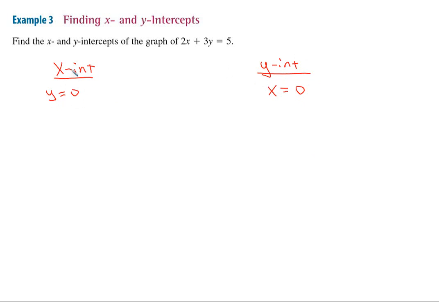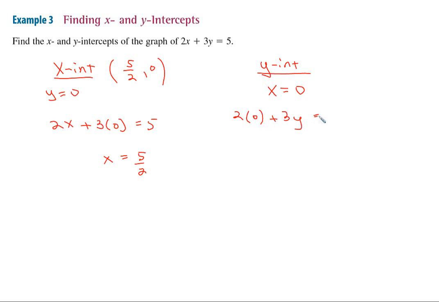Okay? So over here, to find the x-intercept, we make y equal to 0. So let's just plug that in. Plus 3 times 0 is equal to 5. That's just 0. So x is going to be 5 over 2. So the x-intercept, what's our coordinate? X is 5 over 2, y is 0. For the y-intercept, x is 0. Let's plug that in. 2 times 0 plus 3y is equal to 5. So y is going to be 5/3. So the y-intercept is x is 0, y is 5 over 3.